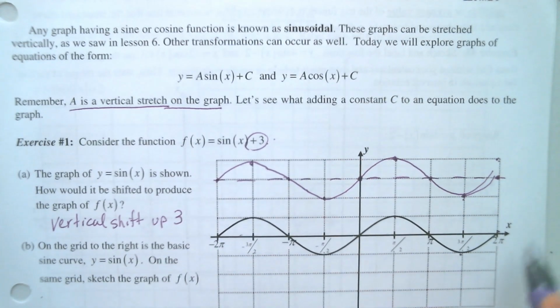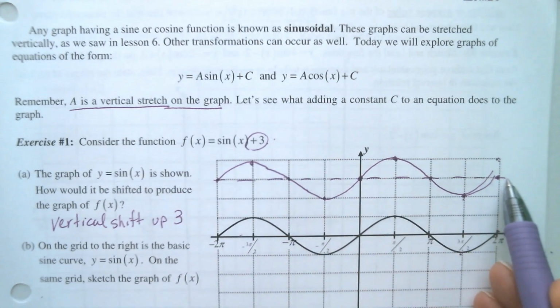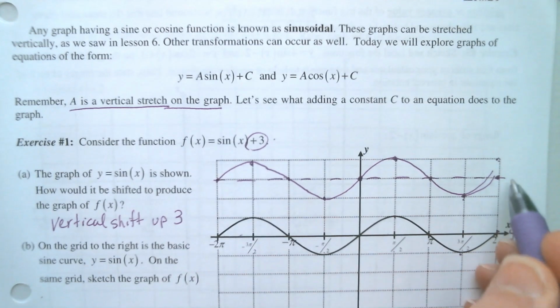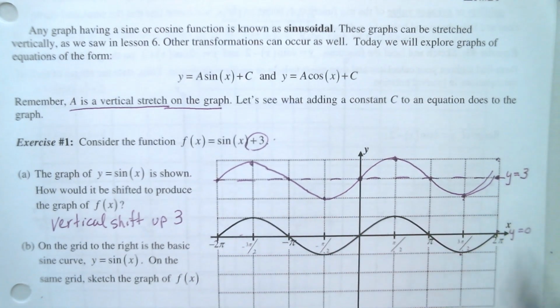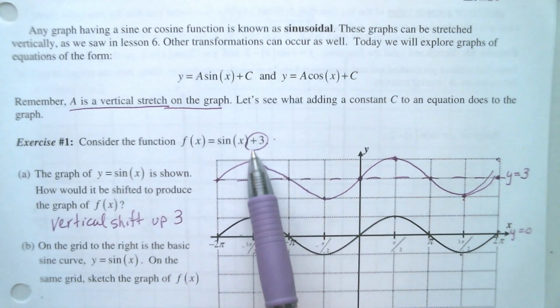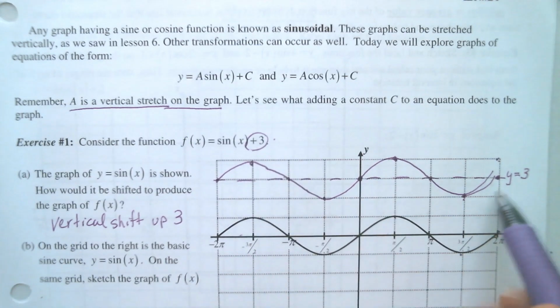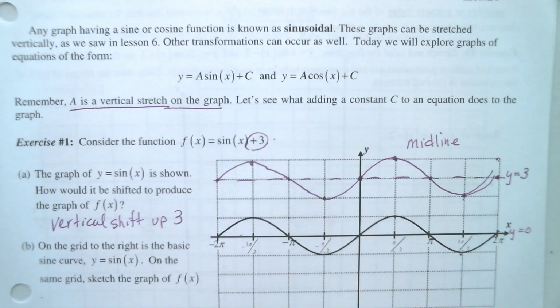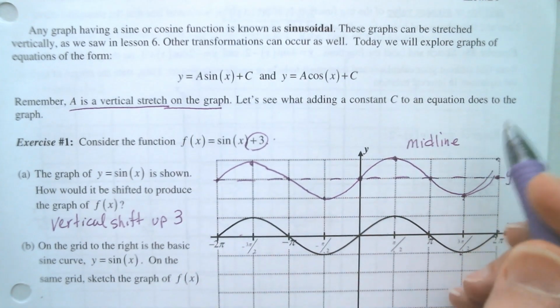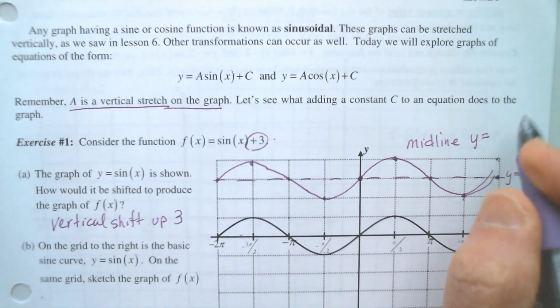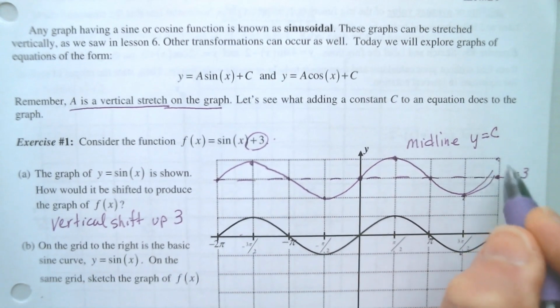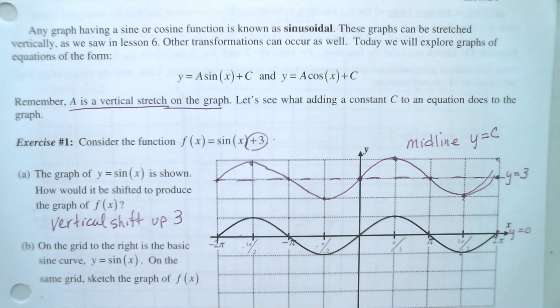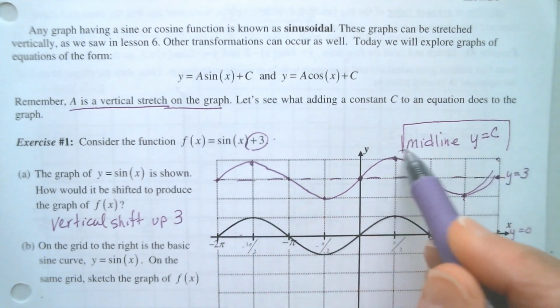What's the equation of the x-axis? It's y equals 0. What's the equation of the dotted horizontal line we've drawn above? It's y equals 3. How does that relate to our equation of f of x? It's plus 3 at the end. So this is what's called the midline, and it'll be explained on the top of the next page. This midline is y equals whatever the c value is. In this case, y equals 3. That's something you're going to memorize.